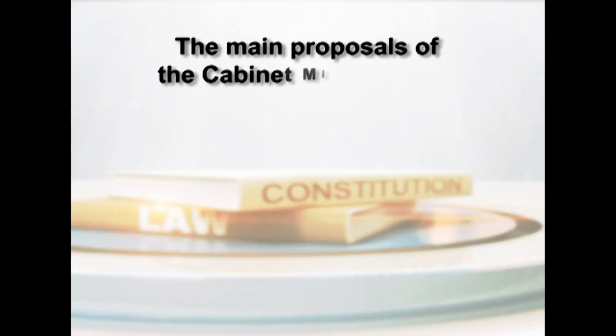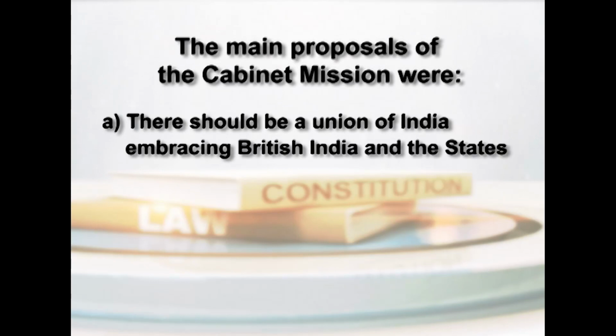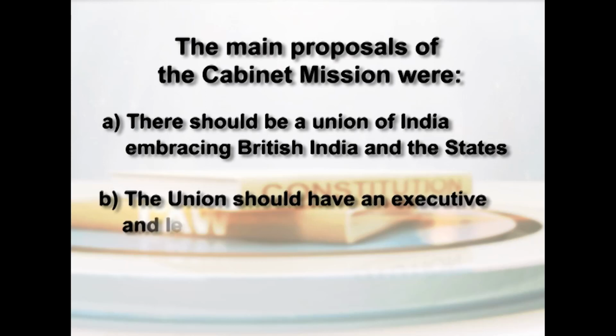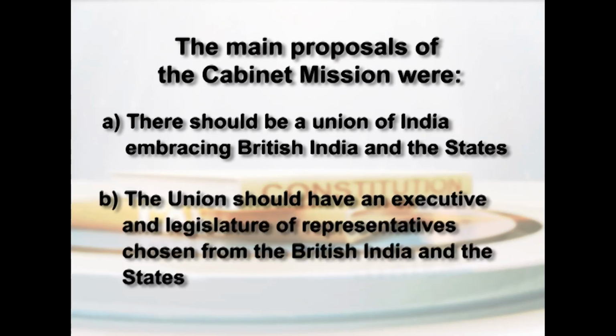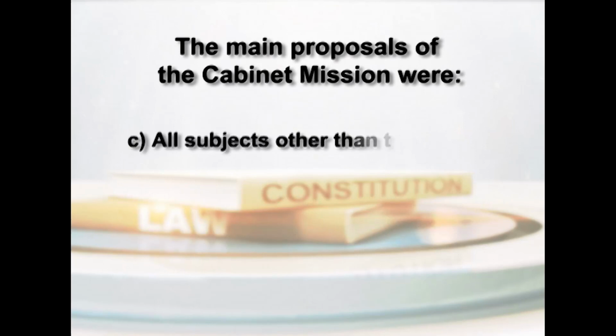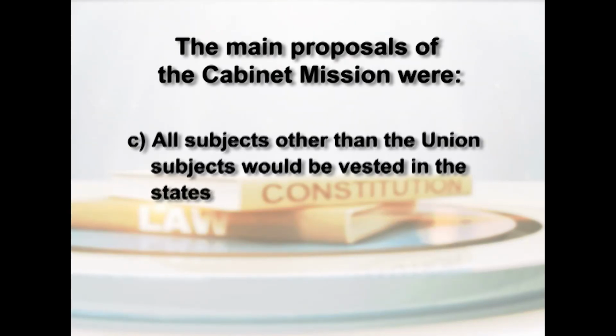In a nutshell, the chief proposals of the cabinet mission were that there should be a Union of India embracing British India and the states. The Union should have an executive and legislature of representatives chosen from British India and the states. All subjects other than the Union subjects would be vested in the states. So far as this third point is concerned, it was Jinnah's initiative so that the states be given more powers.